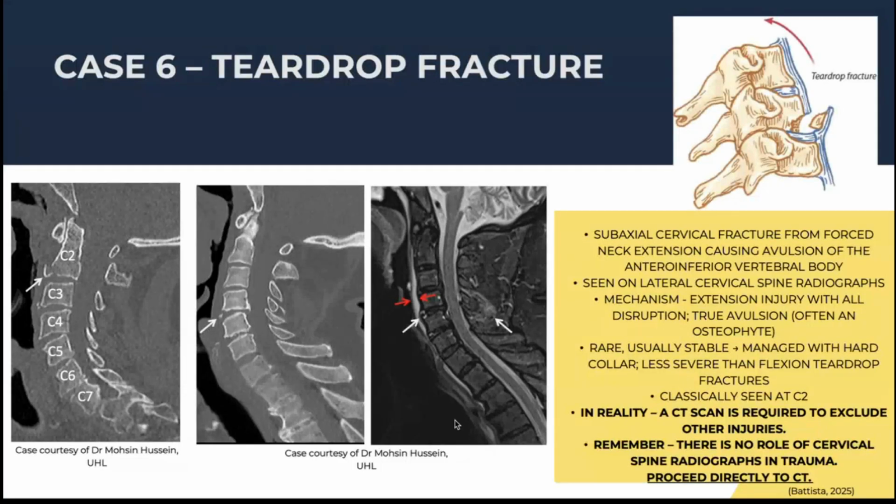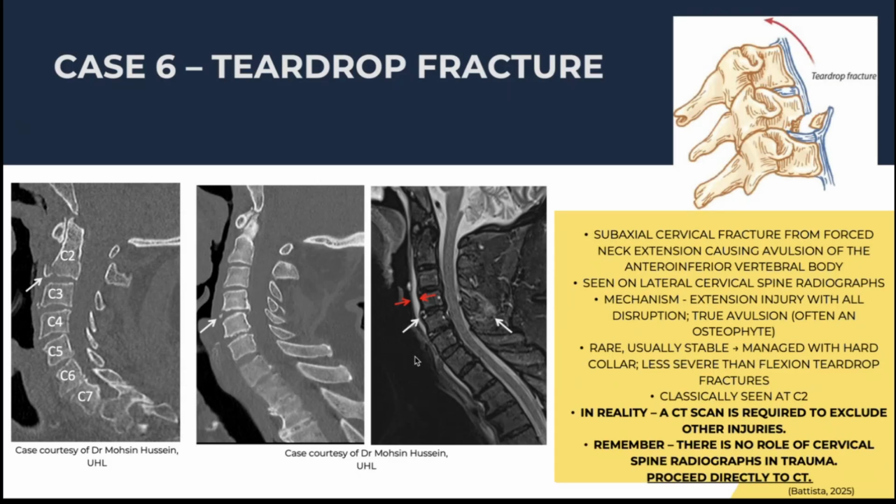So this is a subaxial cervical fracture, and this is usually done from forced neck extension, and it can cause an avulsion of that anterior inferior vertebral body. And it's usually seen on the lateral cervical spine, which is why I zoomed in a bit more on that one than the AP. And yeah, it's usually from an extension injury. It's quite rare and it's usually stable, so it can be managed with a hard collar, but it's less severe than a flexion teardrop fracture.